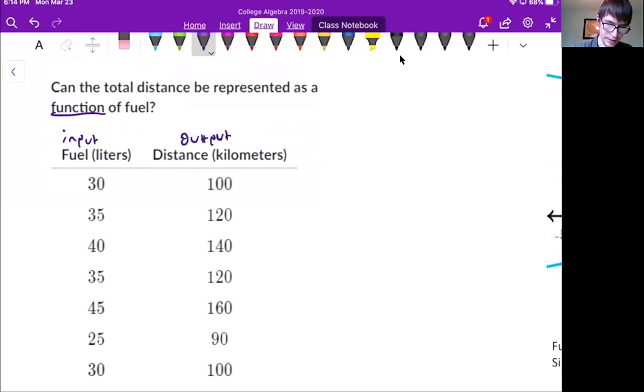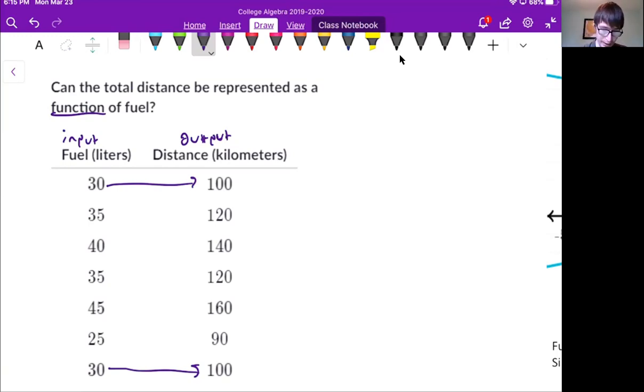So the question is, does every input have exactly one output? We'll see. So 30 has 100. There's another input. It's also 30, which is interesting, but that also points to 100. So 30, although it happens twice, still only has one output. It only has the output of 100. It could seem misleading, but no, every input has one output.